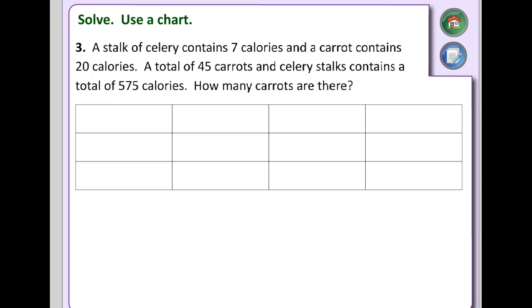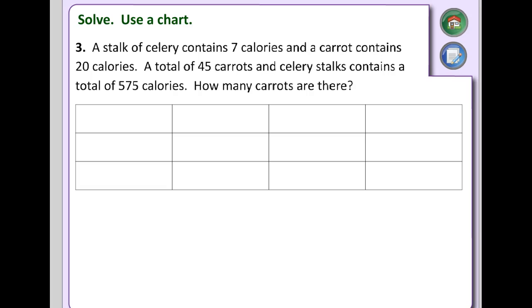It says, a stalk of celery contains 7 calories and a carrot contains 20 calories. A total of 45 carrots and celery sticks contains a total of 575 calories. How many carrots are there? Well, what are we talking about? Well, we're talking about carrots and celery. All right, so let's go ahead and fill those in.